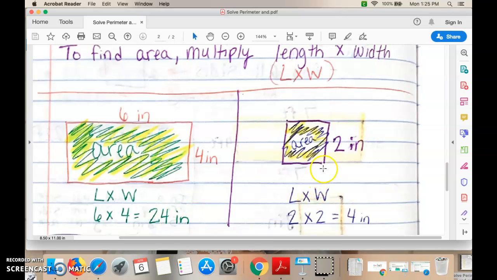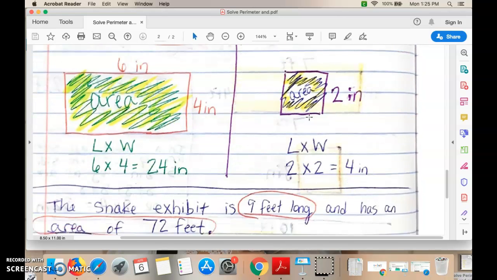If I come over here, I have a square. I only have one number right here, 2 inches. All I can say is that's my length or my width, but I don't have another one. But I know that in a square, all sides are equal. So if my length is 2 inches, then my width also has to be 2 inches. So the area of this square would be 4 inches, because I'm taking my length, 2, and my width, there would be a 2 up here. 2 times 2 is 4.